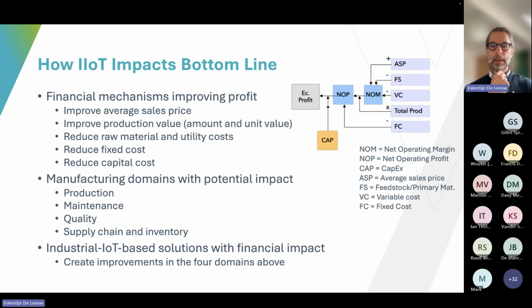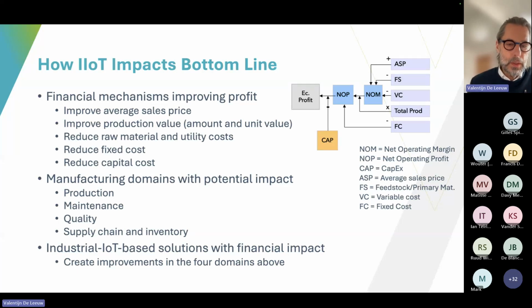Well, those are the pink elements there, which is average sales price, cost, total production, and fixed and capital cost. And those are the 5 points you see in the first paragraph. So that's where we want to act on. We want to improve the average sales price, increase the production, improve the production value, reduce raw material and utility cost, reduce fixed cost, and reduce capital cost.